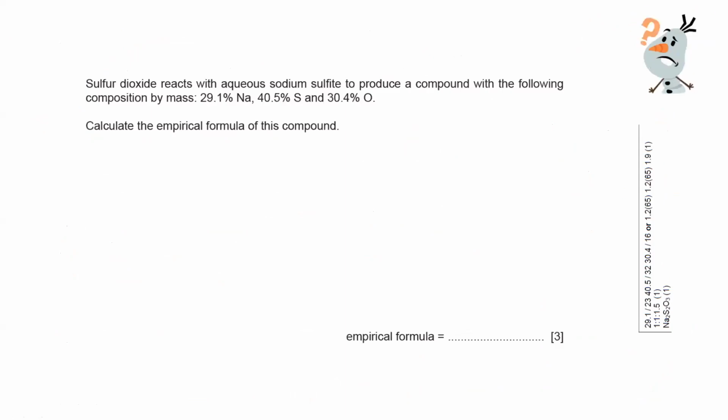This question is related to empirical formula. Sulfur dioxide reacts with sodium sulfide to produce a compound with a composition percentage of sodium 29.1, sulfur 40.5, and oxygen 30.4. We need the empirical formula of this compound. To get the empirical formula, there are 3 steps. We have sodium, sulfur, and oxygen: sodium is 29.1%, sulfur is 40.5, and oxygen is 30.4.